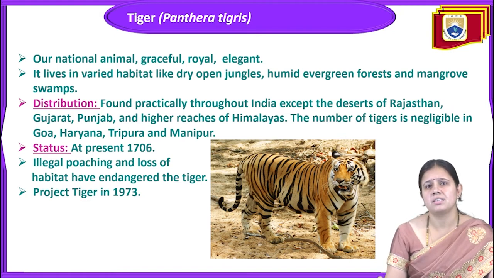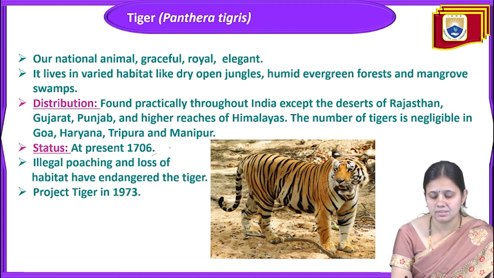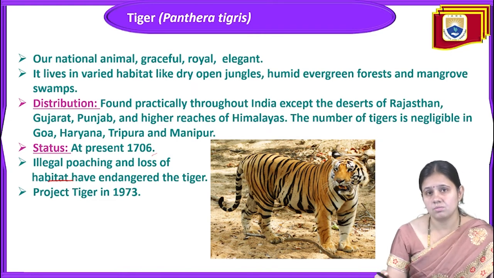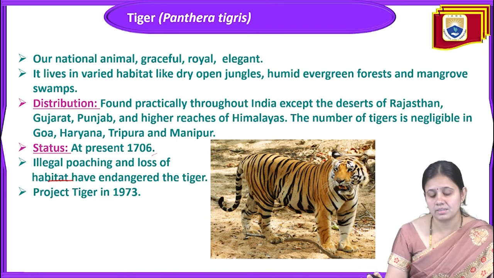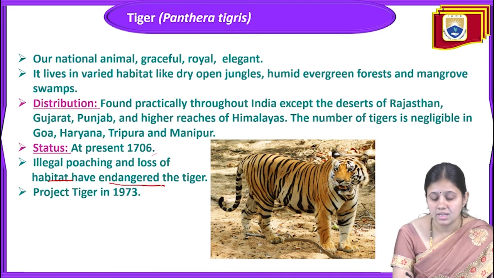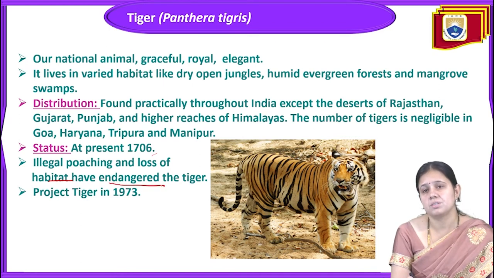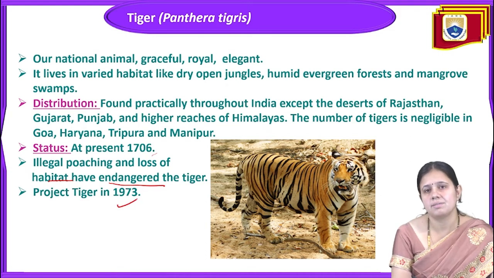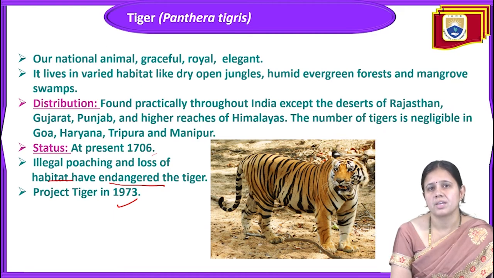The number of tigers is negligible or not present in some areas. The tiger is totally absent in Goa, Haryana, Tripura and Manipur. At present, 1706 tigers are there. Due to illegal poaching and loss of habitat, the tiger comes under the category of endangered species. To save this species, the Government of India launched a program in 1973, that is Project Tiger, which will increase the tiger numbers across India.